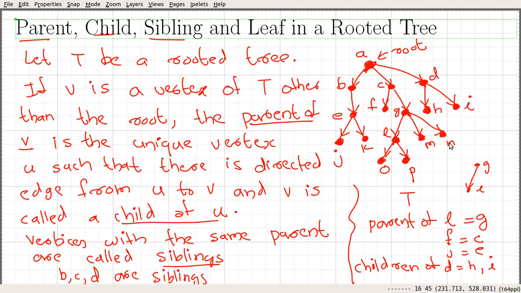N and K are not siblings because they do not have a common parent here. Similarly, O and P are siblings because they have a common parent. So vertices with the same parent are called siblings. Let's define what is called a leaf in a rooted tree.